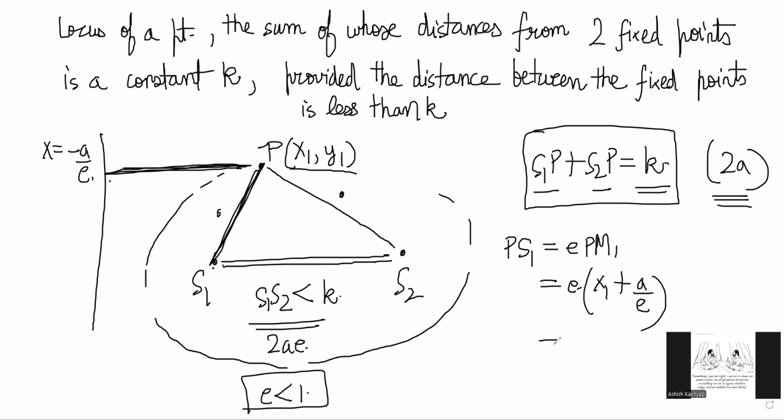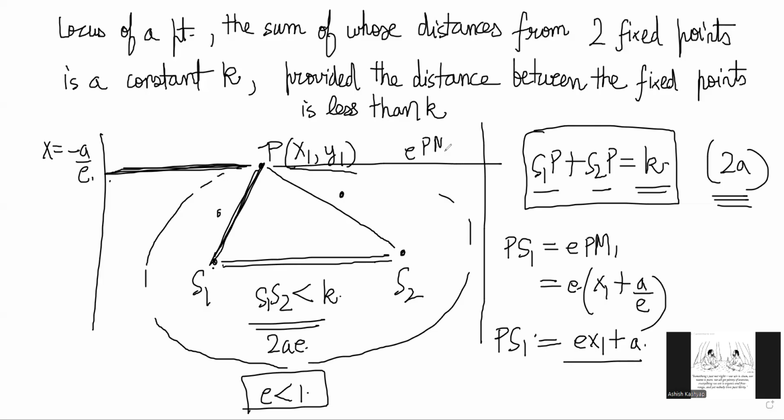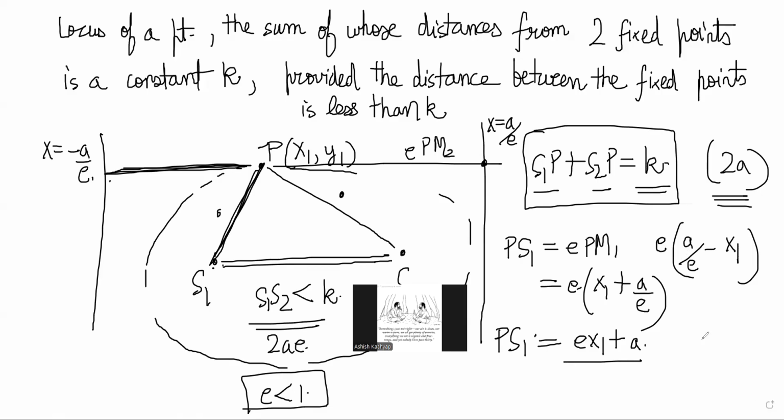So the focal distance is coming out to be ex1 plus a, right? For PS1, correct? And what is the focal distance of P from S2? Now notice here that that is e times PM2, and this point was x is equal to a by e. So this distance would be a by e minus x1, and multiply that by e. So here the focal distance has come out to be a by e minus x1, multiply that by e, it becomes a minus ex1, right?